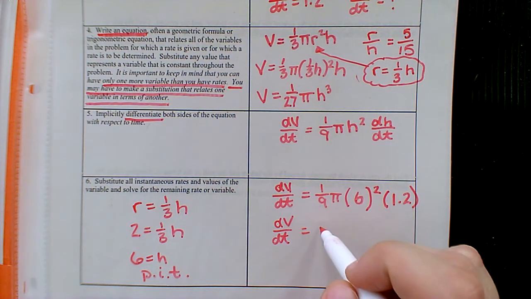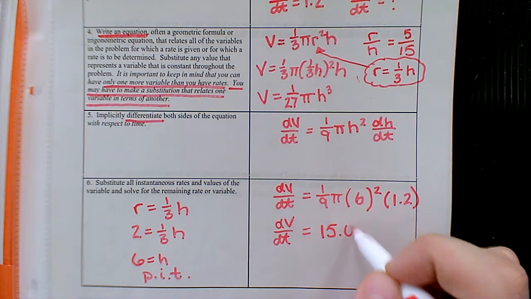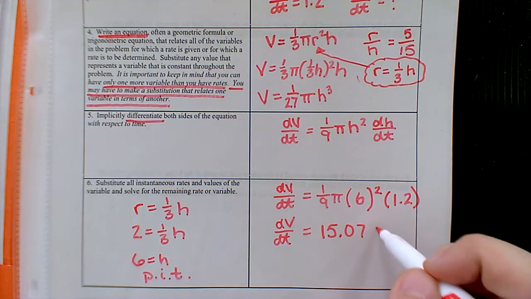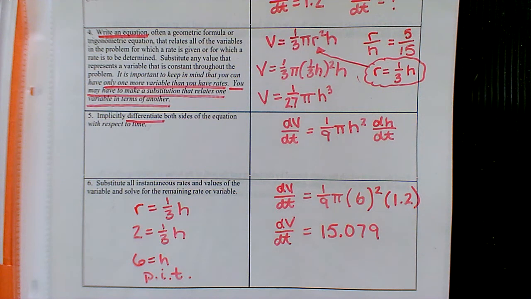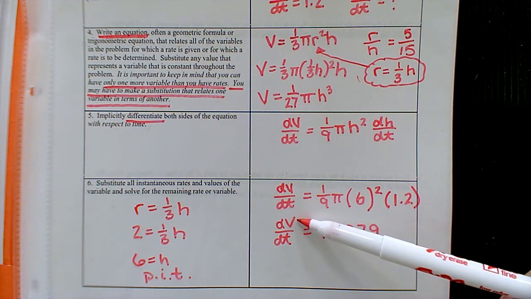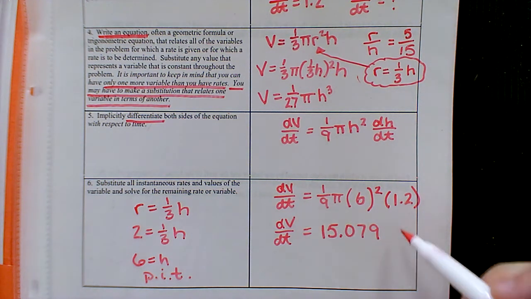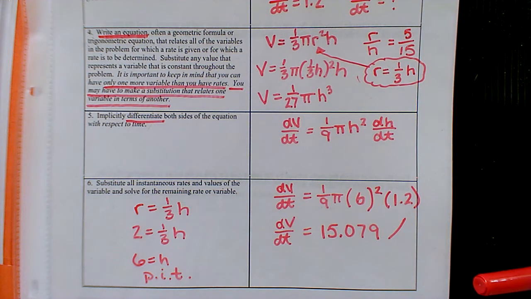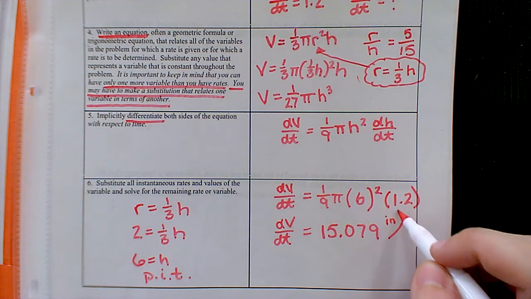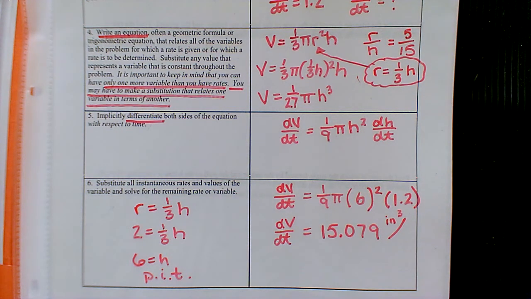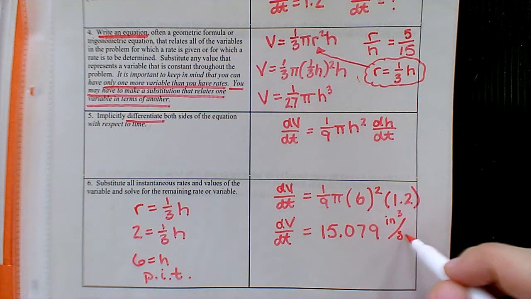Did you get something? I got something. Go ahead. 15.07. 07 what? 079. That's fine. Okay. Looks good. What about our units? Look at the rate to help you out. We need a volume unit divided by a time unit. Go back to the paragraph at the top to take a look at what you're specifically talking about. Inches cubed. Yep, we need a cubic unit for volume. And looks like our time unit was seconds.